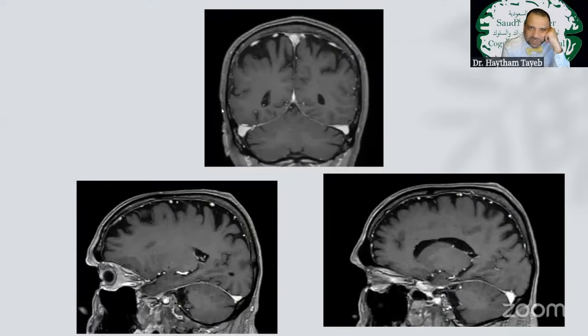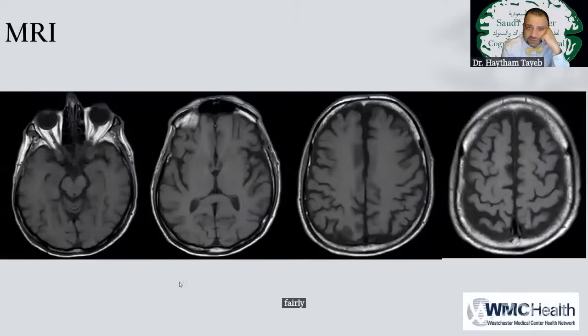I'm not sure if you guys see it. There's maybe a little bit of volume loss mesially and frontally, but as soon as you go a little laterally, it's full. So I'm not sure what to make of that. Subtle atrophy, maybe, is that relevant? Not sure. His hippocampus looks fairly healthy. You can see it on this other image as well.